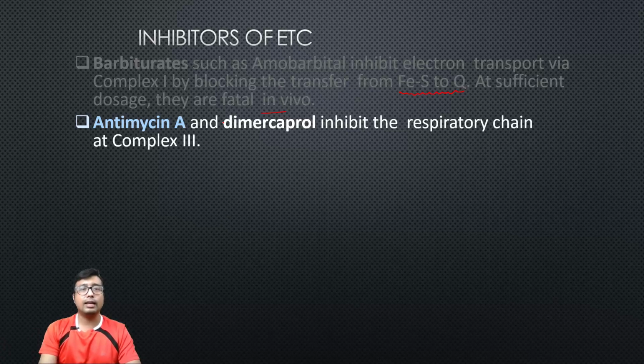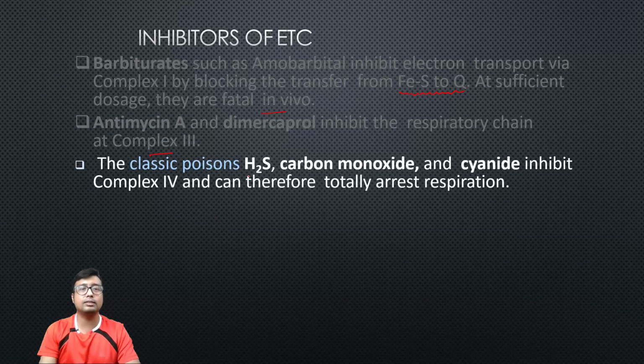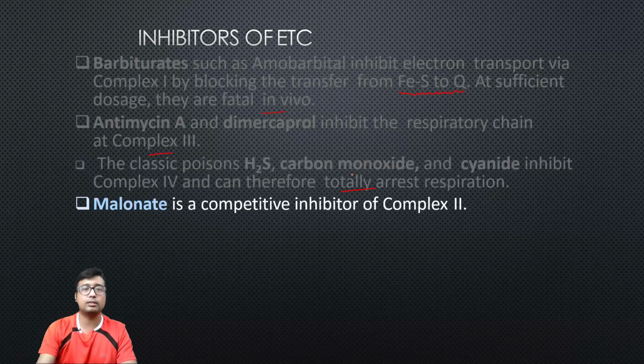Dimercaprol and antimycin A inhibit complex 3. Okay, fine, no problem in that. Classic poisons like H2S, carbon monoxide, cyanide, and azide inhibit complex 4, and they can totally arrest respiration. So that is the final common pathway. If you block there, there will be a total block in respiration. And as usual, malonate is the competitive inhibitor of complex 2. So 1, 2, 3, 4 is done.